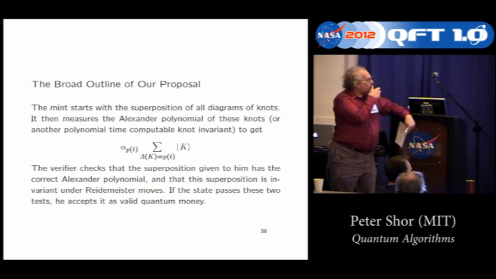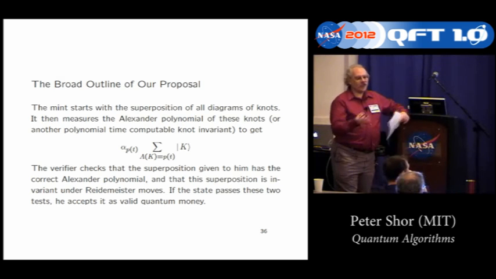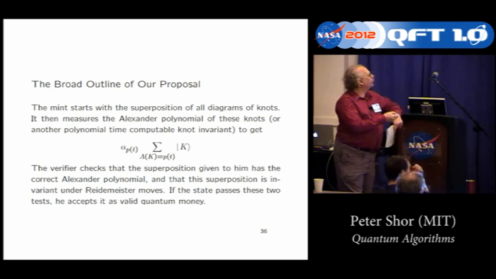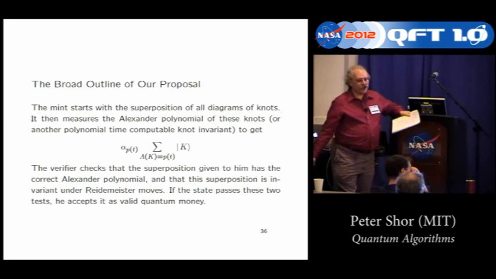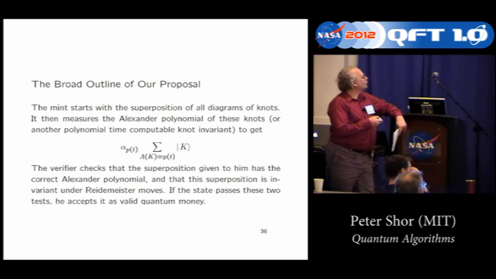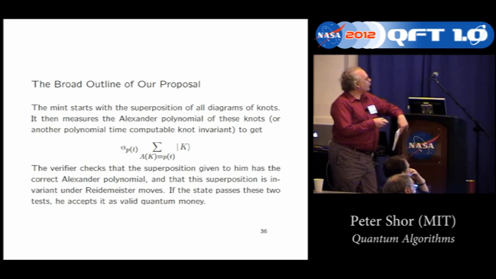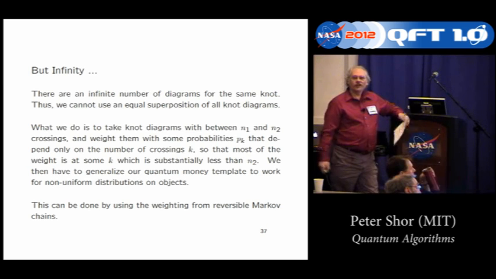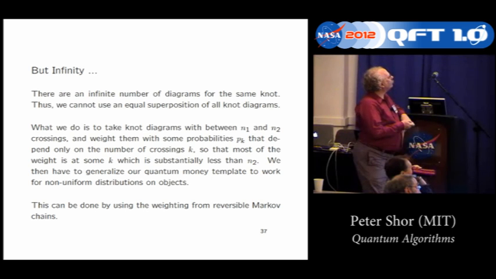And basically, the idea of the proposal is just like the idea for graph isomorphism. You start with a superposition of all diagrams of knots. You measure the Alexander polynomial of these knots, and you get the superposition over all diagrams for the same Alexander polynomial. The verifier checks that the superposition has the right Alexander polynomial, and that this superposition is invariant under Reidemeister moves, and if the state passes these 2 tests, he accepts it as valid quantum money.